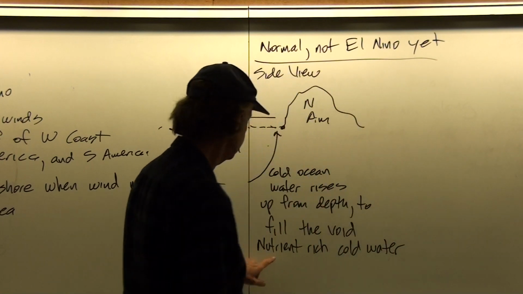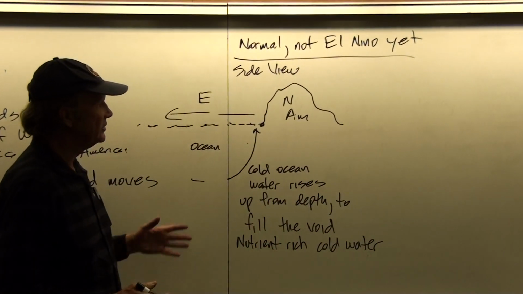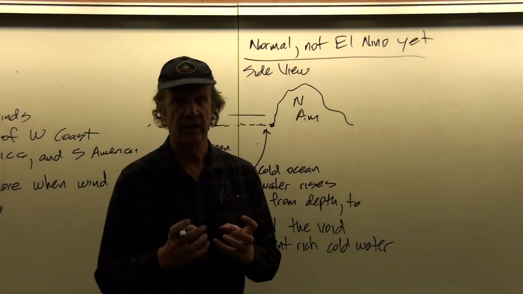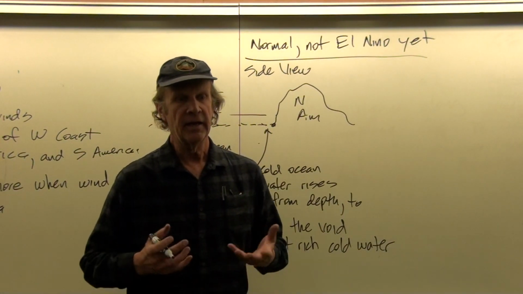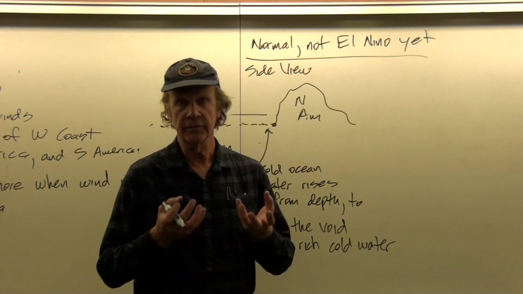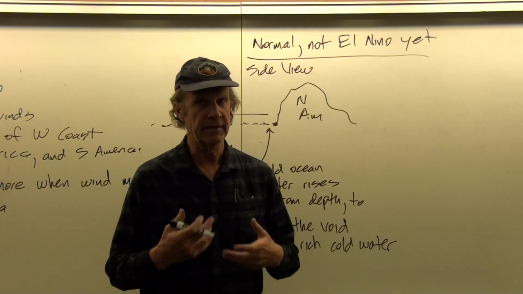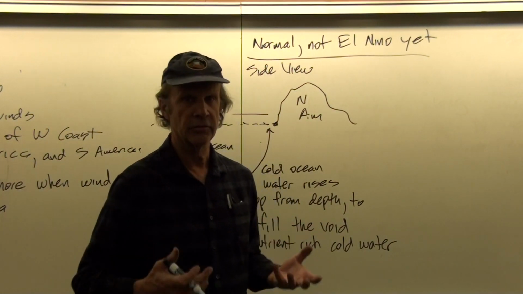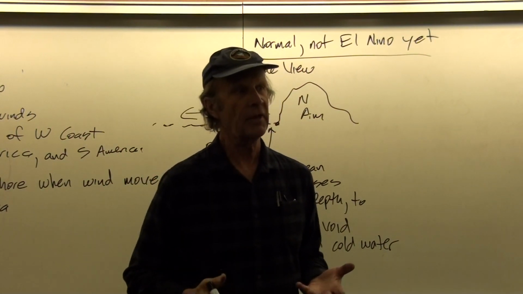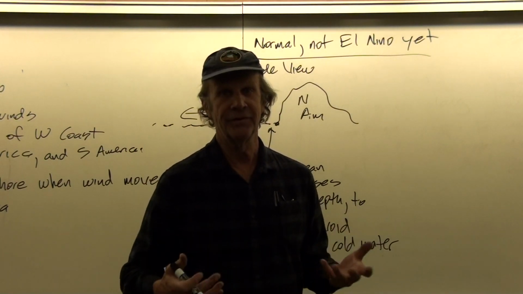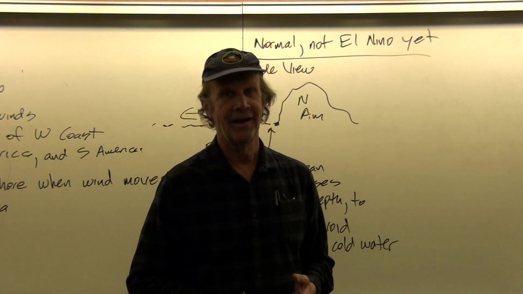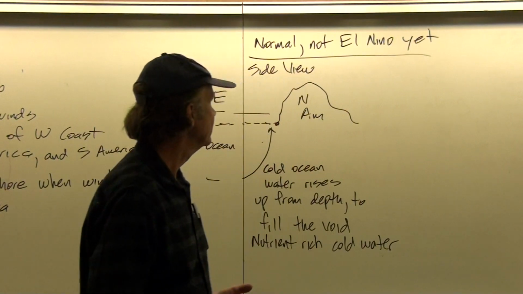Now the reason that it's nutrient-rich is that the water is colder. And water that's colder is able to float plankton better. And so plankton are the nutrients for fish, and so fish tend to survive better under these kinds of conditions.